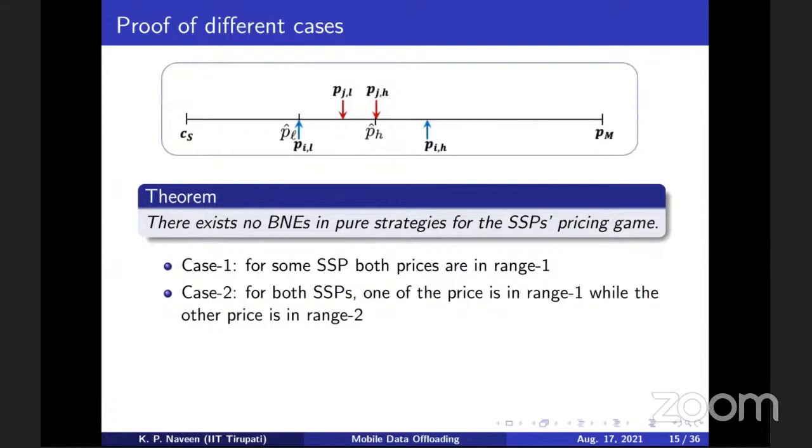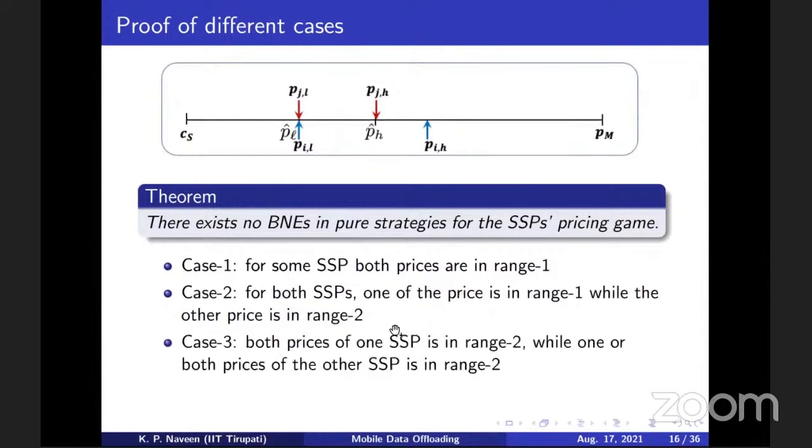Okay. And so finally, there is one more case. Let's say that all prices are in range 2, except for one of the prices. So now you can always show that you can deviate to this maximum price. One of the SSPs can deviate, and it can be better off. Okay. So this is essentially the proof technique here to show that there is no BNE in pure strategies. Okay.